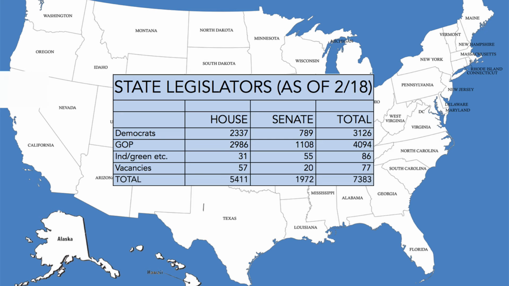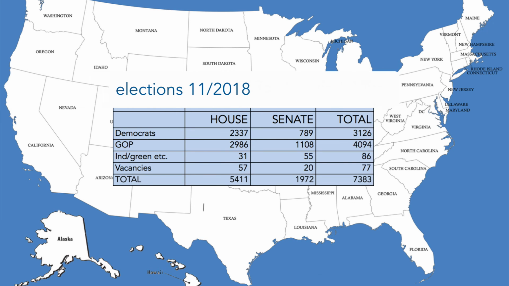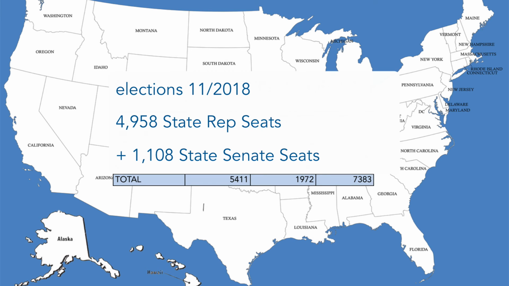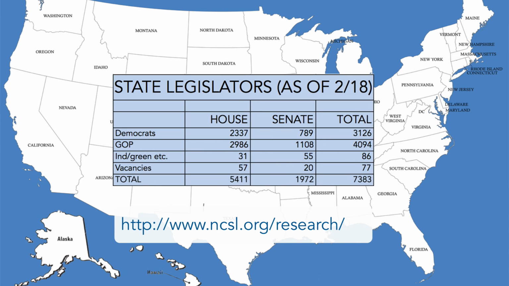In November of 2018, 82% of those seats are up. So 4,958 House seats and 1,108 Senate seats for a total of 6,066 legislative seats out of the 7,383. I found all of this information at this website. It's dedicated to researching state legislatures through the years, and there's a lot of analysis about what's going to flip, but I just want to give you a general introduction so you can understand the context for all that.